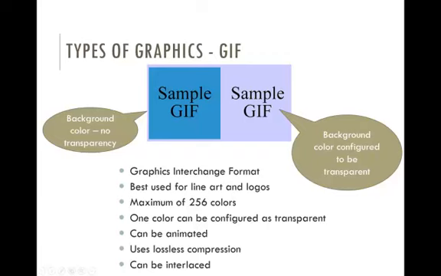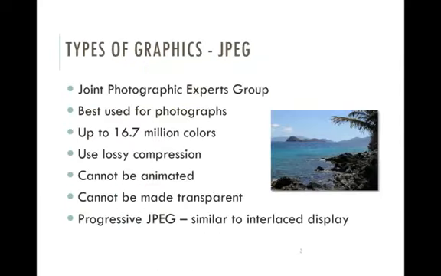There are three main types of images that we use on the web. The first is GIF. This is best used for text, line art, and logos. The background can be configured to be transparent and it can be animated. If you're doing a photo, the best image type is JPEG, and this is because it has more colors than the GIF image and it uses lossy compression, which means it's going to be crisper. The downside to it is it cannot be animated or transparent.